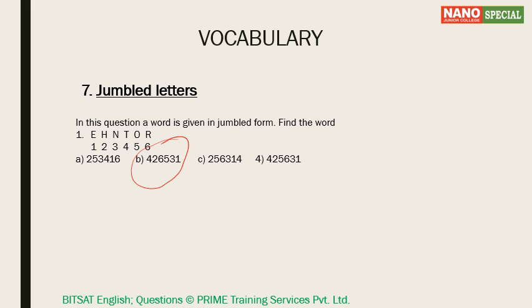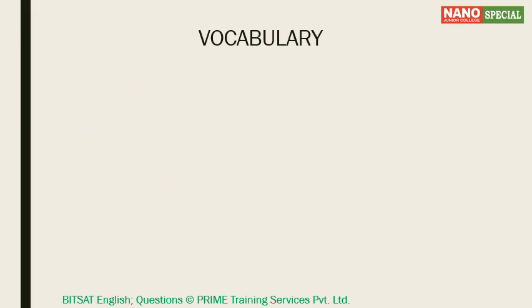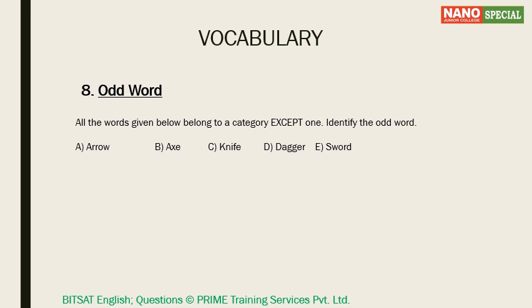The next question type deals with the odd word. Now, what does that mean? Let's look at an example. All the words given below belong to one category except one. Identify the odd word. This is more a question on general knowledge and reasoning than on English.